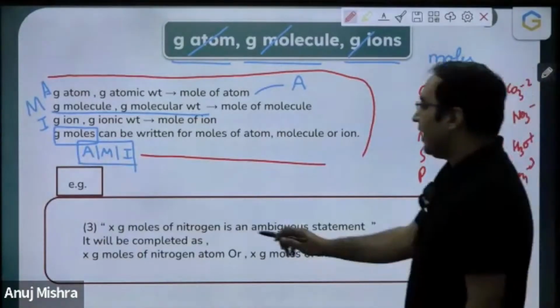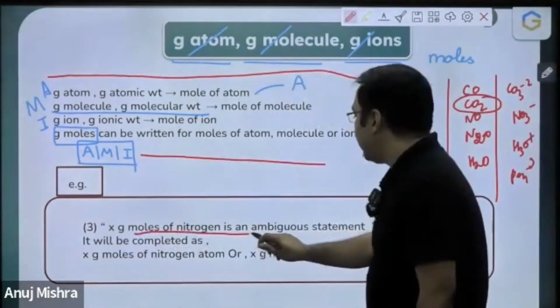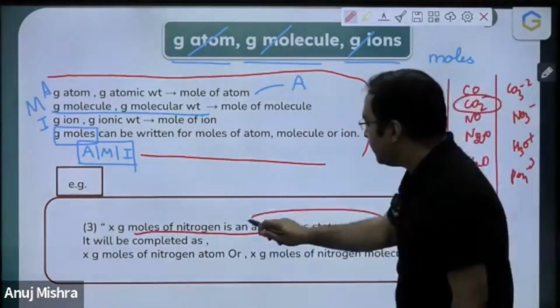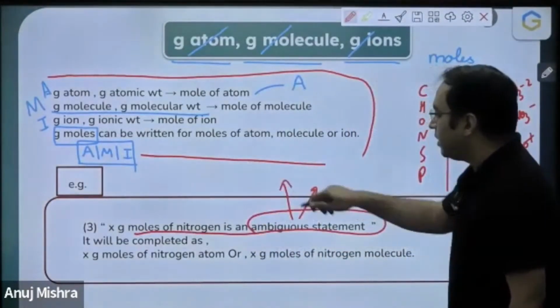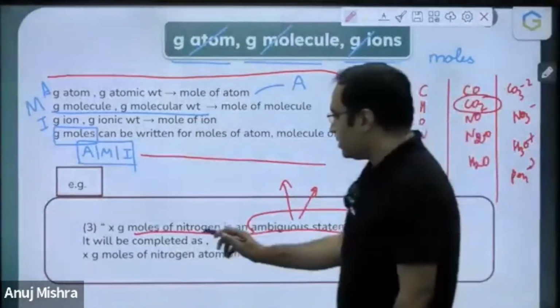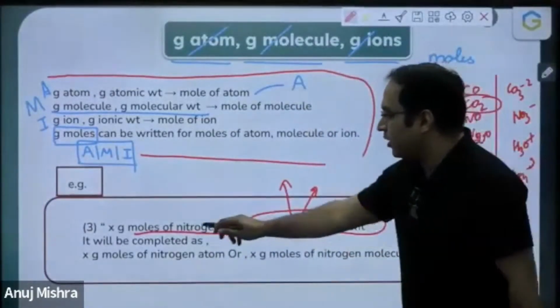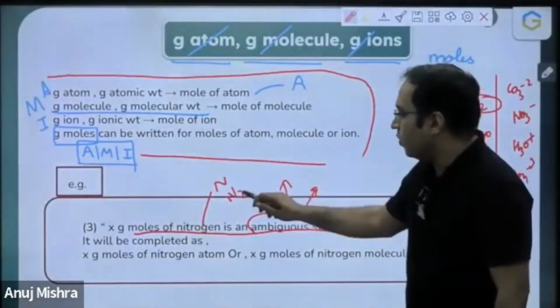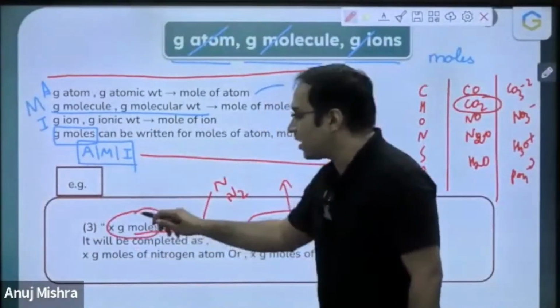I've written a statement here. X gram moles of nitrogen is an ambiguous statement. Do you understand? Ambiguous means it has multiple meanings, right? So it is not a clear statement, because nitrogen can be N or N2, and you're using gram moles. So it's a confusion.